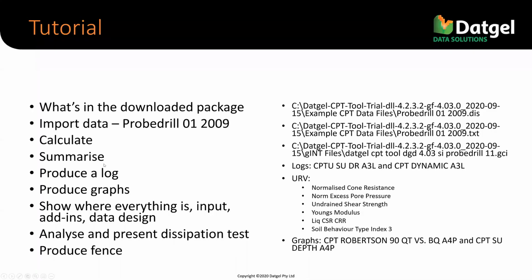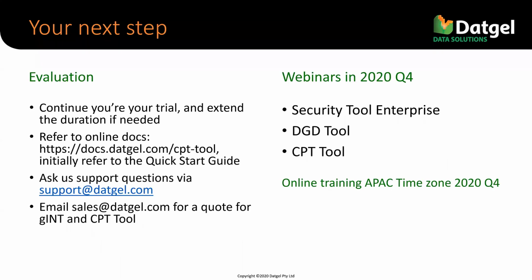So we did everything in my list there. These were the files that we used, the reports and files. Your next step is to continue your trial. We can extend the trial if needed. I think if you really get into using the CPT tool, you'll quickly use up the counts of the use in the trial. So it's fine. We can extend it at least once for you.